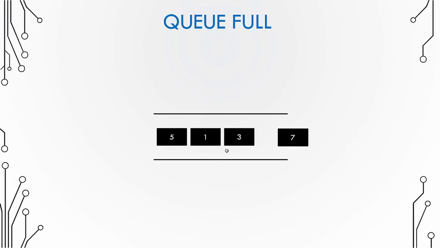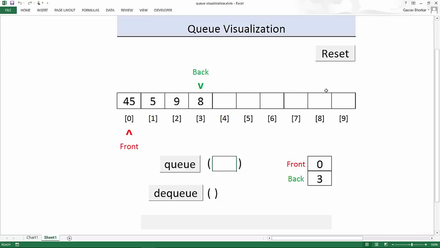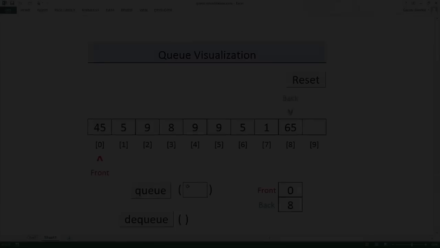Now, at some point of time, the memory in the array is going to get full. When this happens, we say that the queue is full. When the back pointer is pointing to the last element in the array, no new elements can be added. Hence, we say that the queue is full. So I'll add a few elements to this queue and make it full, and then we'll see what happens.